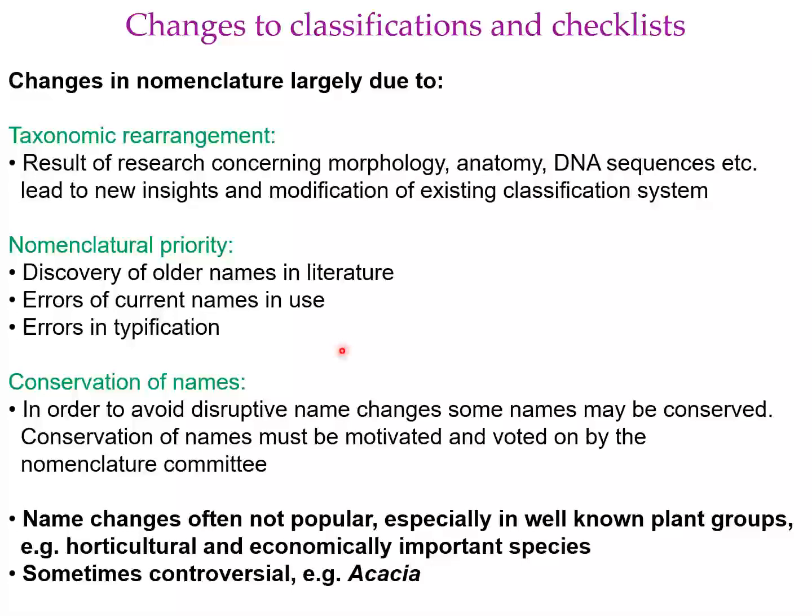And then conservation of names. We know that some families have alternative names, such as the Fabaceae. It is also often known as the Leguminosae, and that's because we allow conservation of some names that are in common use but not necessarily correct according to the rules of the code. So name changes we know are not often popular, especially for well-known plant groups such as your horticultural plants or economically important plants. And sometimes they can even be controversial. I'm sure we all still remember the acacia saga, which I won't go into detail about.